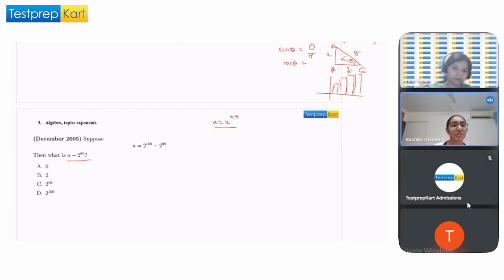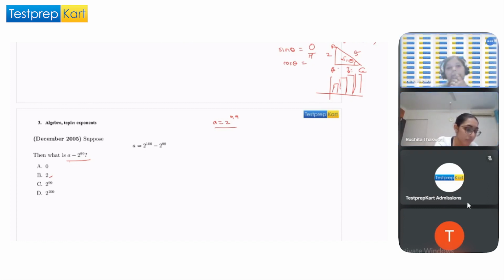Is it B? Answer 2. Okay, check it once again. What did you get as the value of A before substituting in that question? I think I got the value of A as 2, but then I think it's wrong.